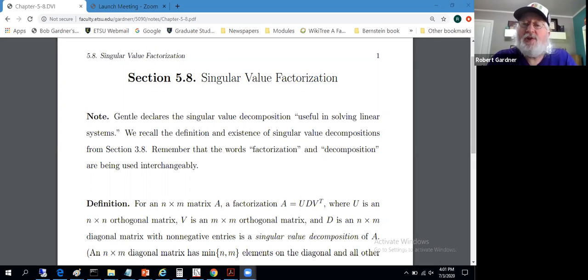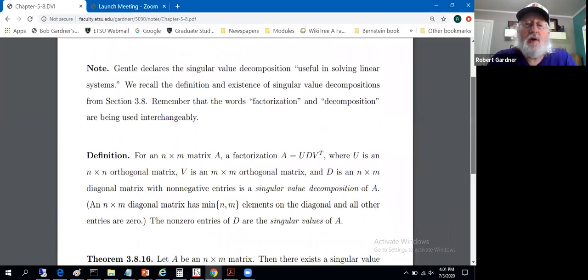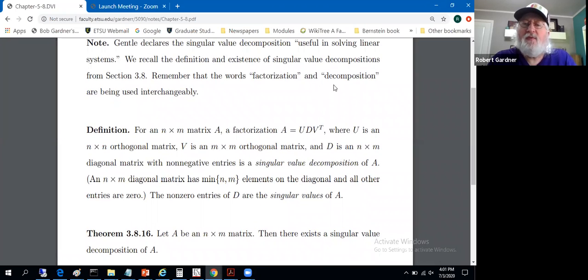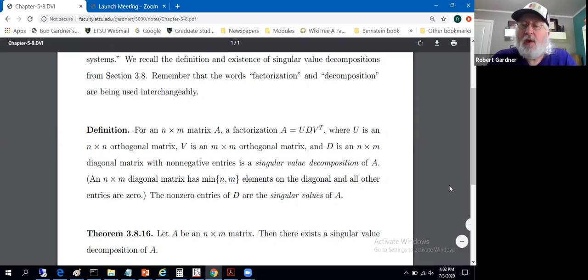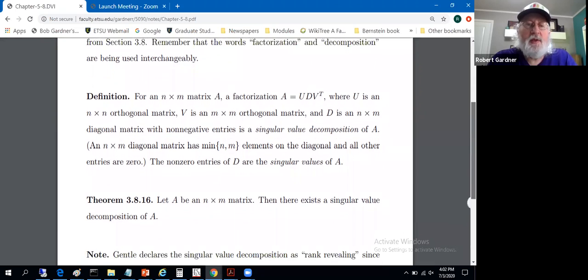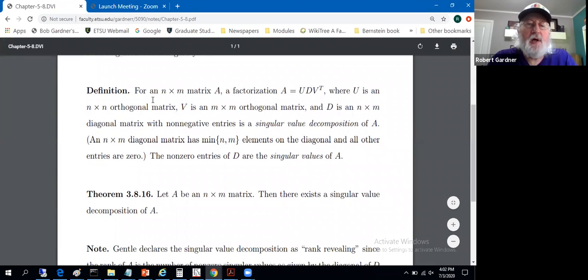We'll just recall the definition of singular value decomposition with a little warning here. When we use the word factorization, that's synonymous with decomposition. Those are interchangeable. Back in chapter 3, it was section 3.8, we defined for an n by m matrix A, factorization A equals U D V transpose, where U is an n by n orthogonal matrix, V is an m by m orthogonal matrix, and D is an n by m diagonal matrix with non-negative entries, is a singular value decomposition of matrix A.